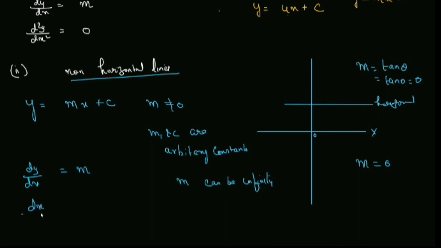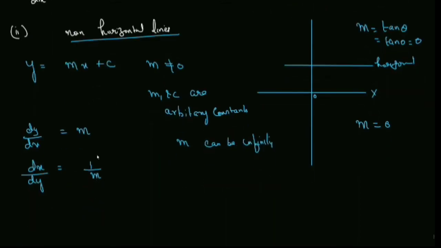So dx by dy is 1 by m. Now this will never become infinity, isn't it? Because if m is infinity, 1 by m will become 0. If m is 5, 1 by 5 is a constant. m is a constant, 1 by m is also a constant. If m is 10, 1 by m is 1 by 10. This is a constant anyway, it is not going to change. If m approaches infinity, 1 by m will approach 0. So this is the constant now.